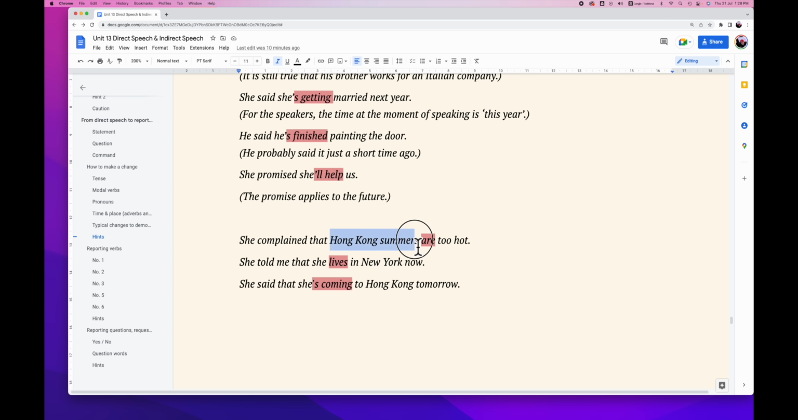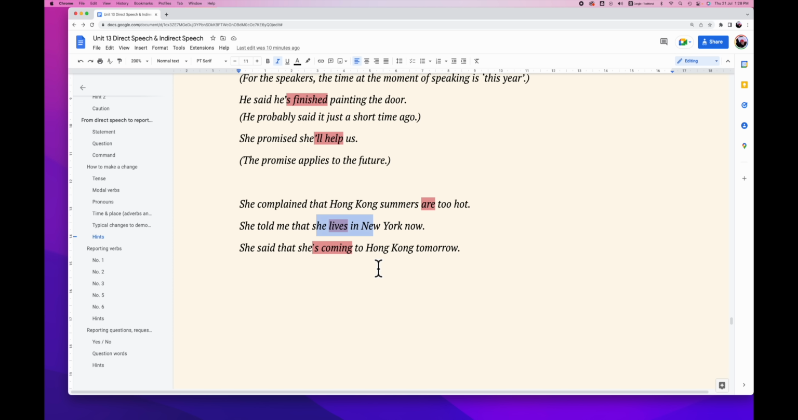Hong Kong summers are too hot. It's still valid. She told me she lives in New York now. It's still true. She said that she is coming to Hong Kong tomorrow. It's a situation in the future. Very nice. Then the next area we're going to cover is reporting verbs.